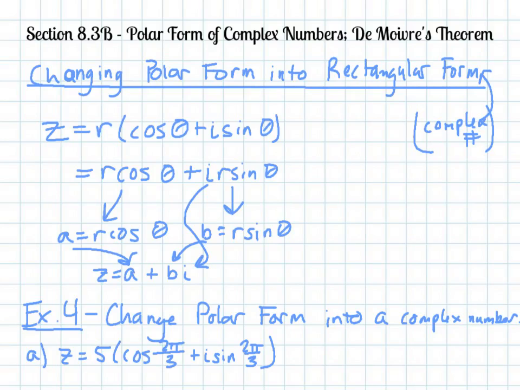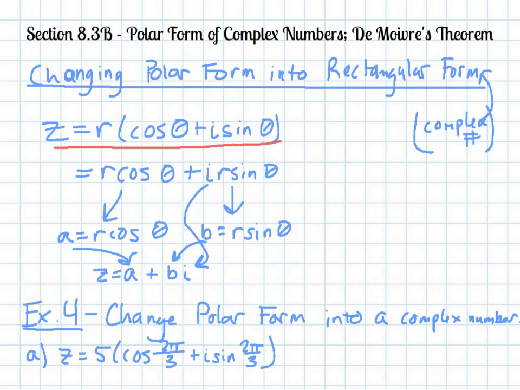Today's lesson, section 8.3b, we'll be continuing on talking about polar form of complex numbers. In the last video I showed you how to change complex numbers into polar form, so here we're going to go backwards and change polar form into rectangular form. So there's your formula for polar form: z equals r times, parentheses, cosine theta plus i sine theta.